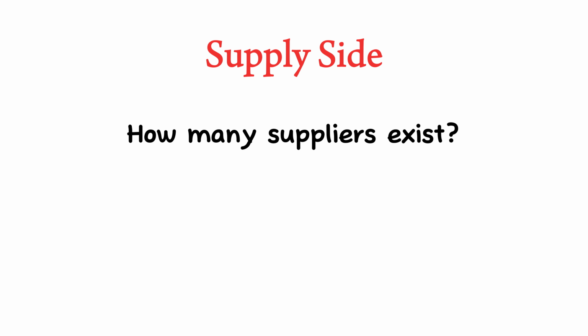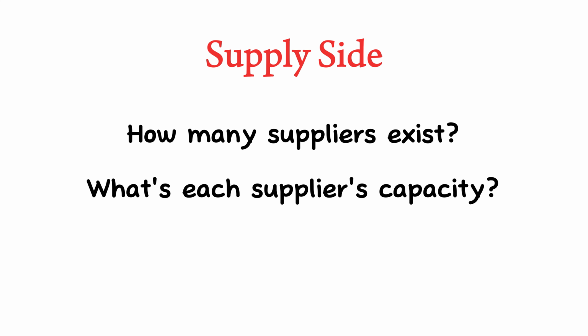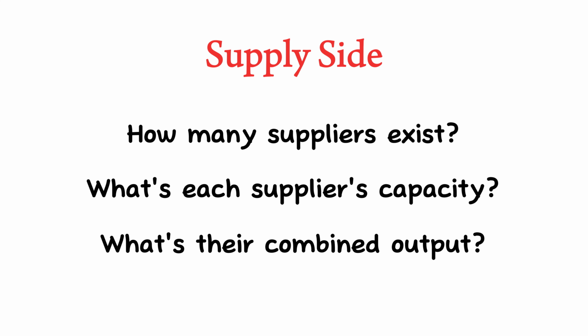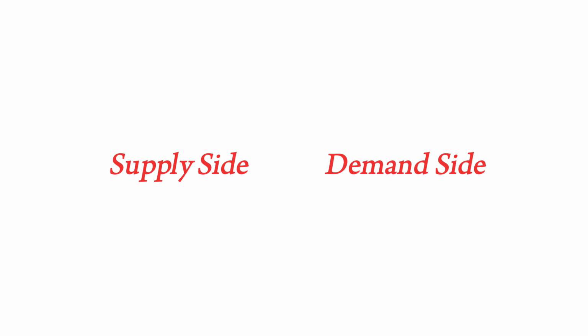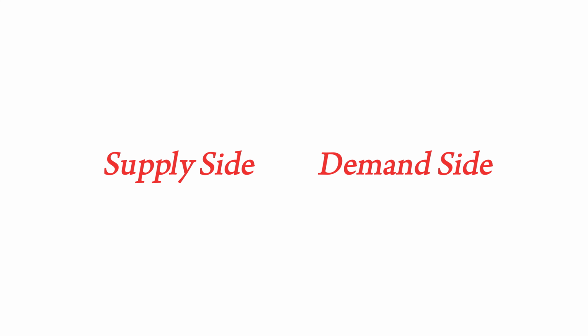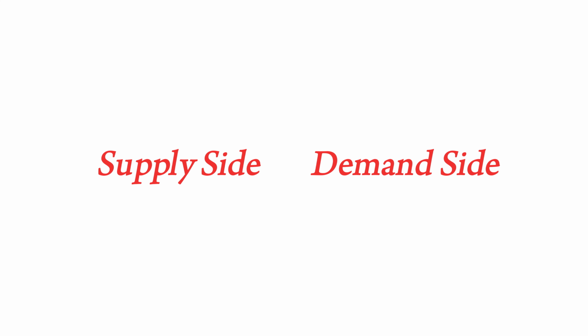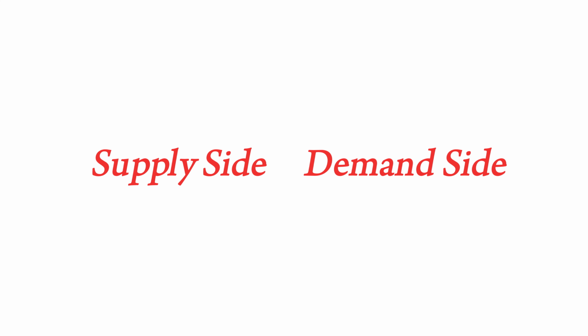The supply side approach begins with the businesses or providers meeting that demand. You ask how many suppliers exist, what's each supplier's capacity, what's their combined output. This approach determines the market size by summing up what suppliers can provide. Both the approaches are equally valid. They simply tackle the problem from different angles. The most impressive strategy in an interview is to cross check both methods. When your results from both approaches align, it demonstrates the soundness of your reasoning.